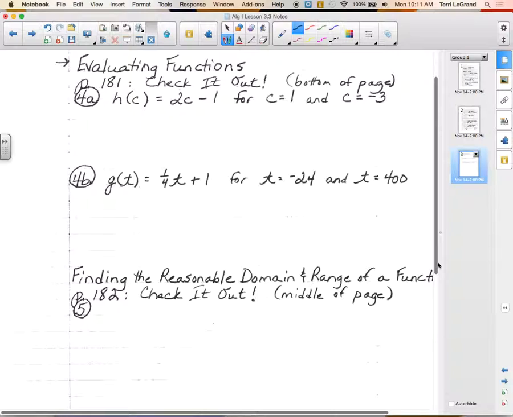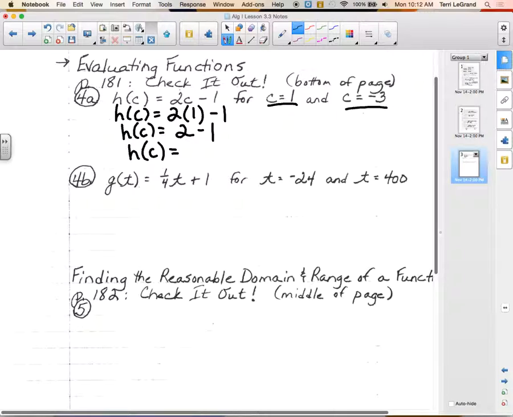And we're supposed to evaluate it for when c is positive 1 and for when c is negative 3. So we have two separate problems to do here. So we're going to do h of c equals 2, and we'll substitute 1 in for the c value. Then we'll subtract 1. So we're going to get h of c is equal to 2 take away 1, because we do the multiplication first, and then the subtraction. And our h of c, our dependent value, when our independent value is 1, is what? 1 also.